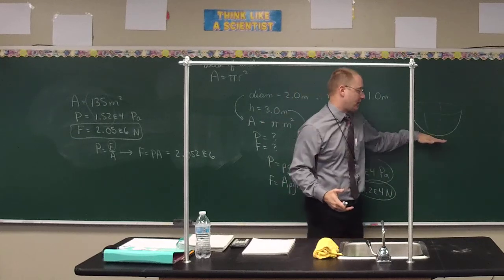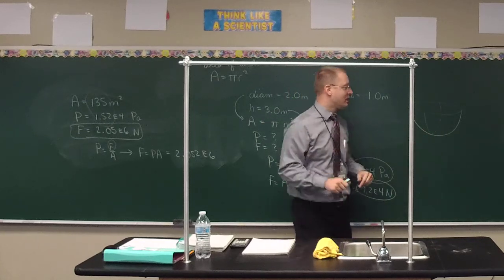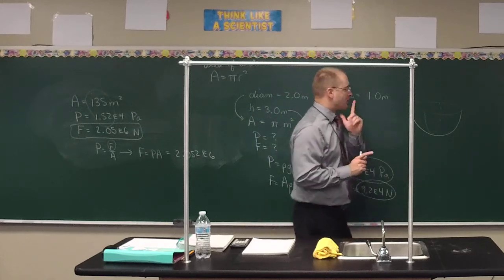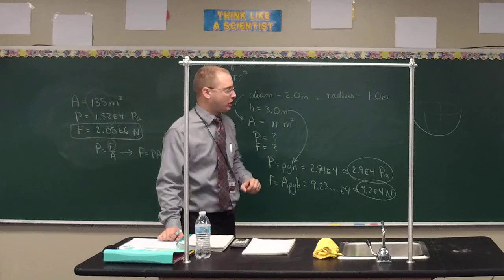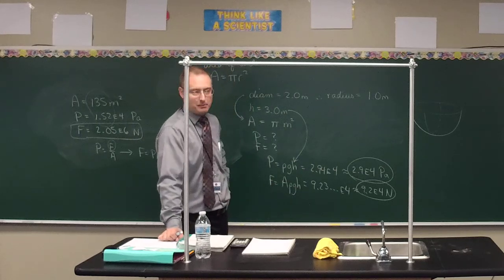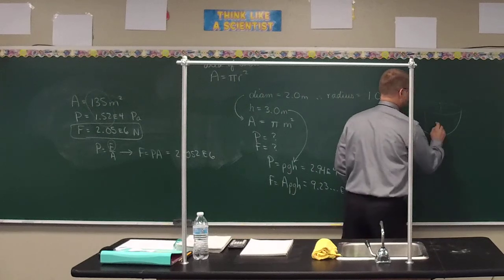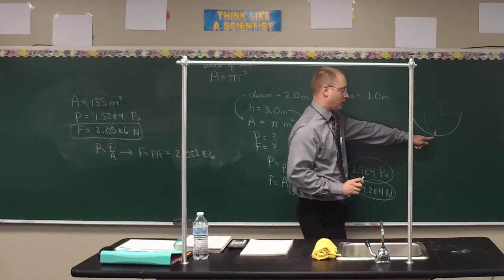Now most bowls actually have a flat portion on the bottom. Not this bowl, because that would mess with the math and we're lazy. So we're just going to assume it's a perfect hemisphere. Question, it says find the maximum pressure. Where would the pressure be maximum? At the very bottom, correct? At the absolute very bottom. So that's the pressure we're looking for.